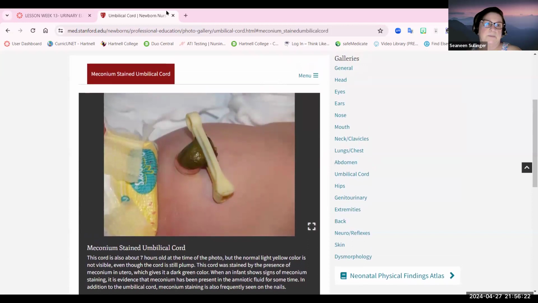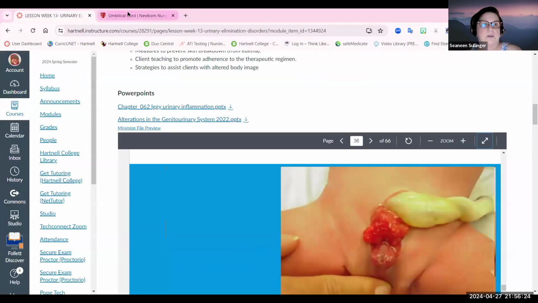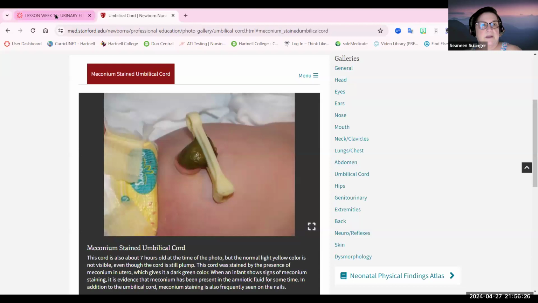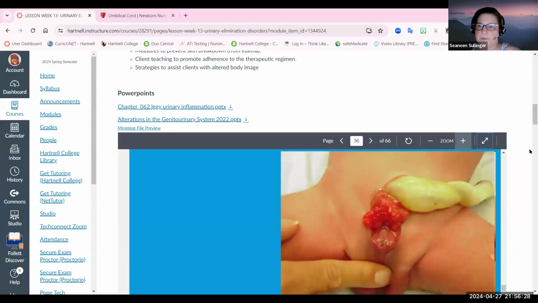There's a meconium stained umbilical cord. Not sure that you were able to see all that. I think so. I hope so. If not, click on that link.